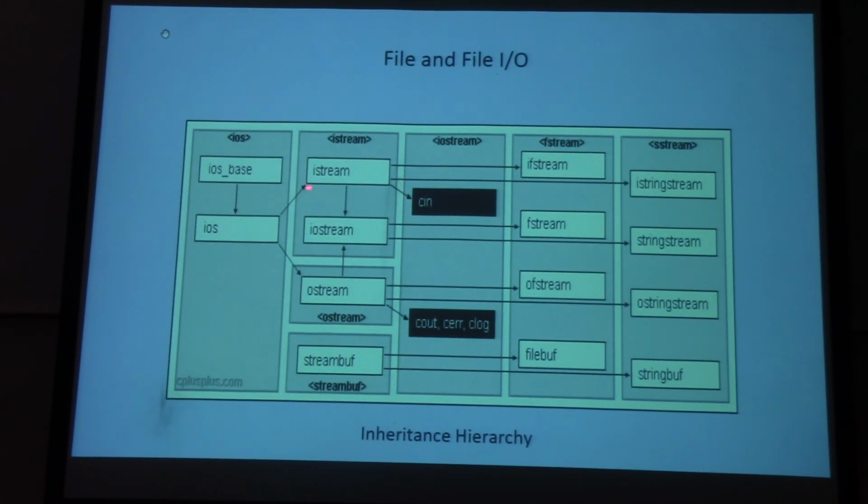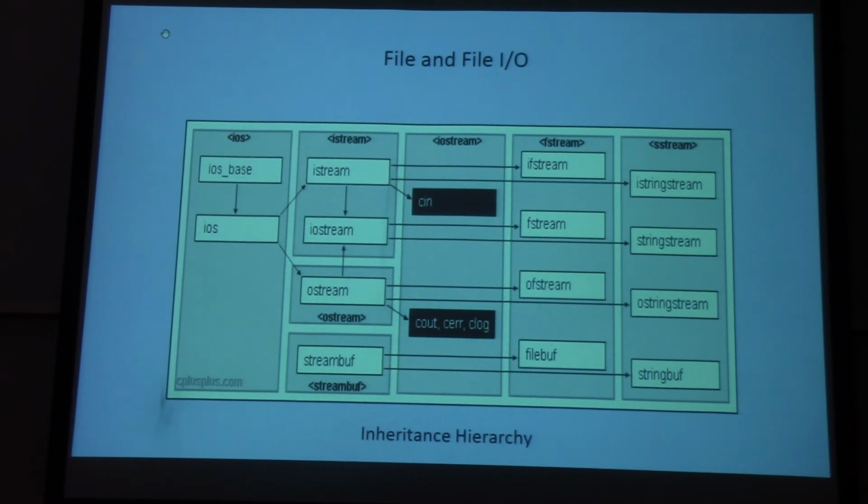See the arrows, the way they're going? They're wrong, right? They're going the wrong direction, because that's a superclass. It should be going the other way. That serves me right for using somebody else's pictures. Okay, so istream is a subclass of ios. ostream is a subclass of ios. iostream is a subclass of istream and ostream. iostream is an input-output stream. It is both an ostream and an istream.